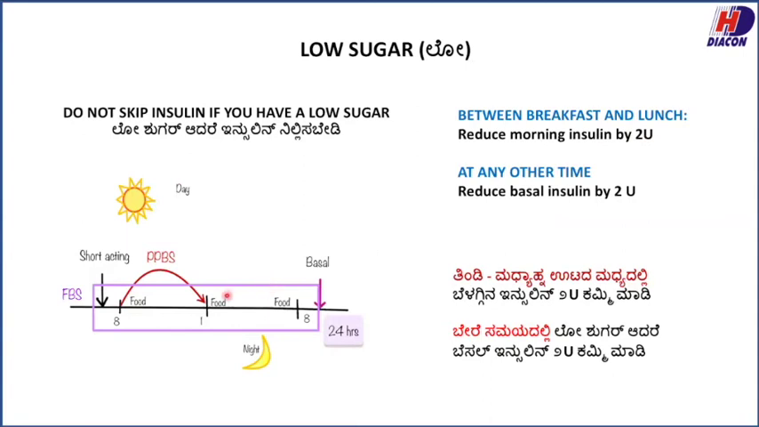But if you have a low sugar at any other time, let's say after lunch, evening, after dinner, through the night, early morning, it's your basal insulin acting at that time. So reduce your basal insulin by 2 units.